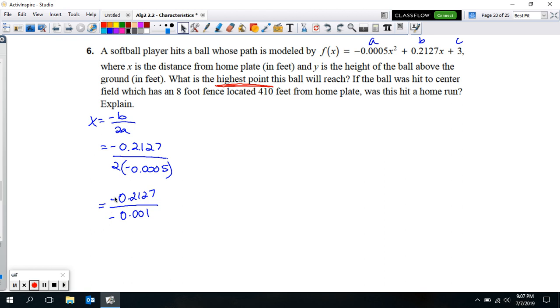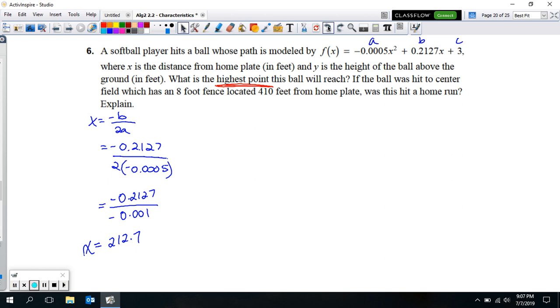We can see definitely it is a positive number, which should make sense because it's going to be going out further. And then as this number divided by 0.001, we could just move the decimal back 3 places, and that would make that 212.7. So that is really how far this ball is being hit. 212.7 feet.